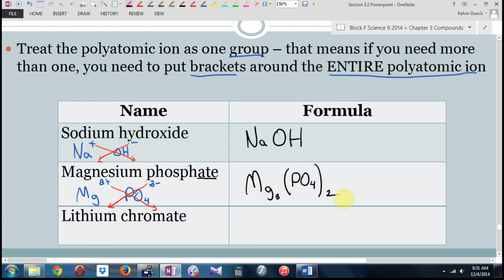Now, this goes to Rihanna's comment earlier. If I asked you how many of each atom grand total there was, yeah, then you do the multiplying. But to write the formula and to figure out the charges, you've got to be careful not to get them mixed up, right?